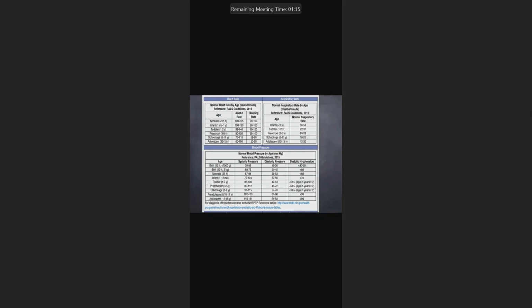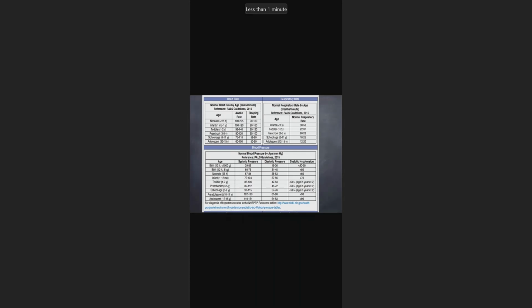The normal heart rate for age. So it's different in a neonate, in an infant, toddler, preschool, school age, and adolescents. Okay? The normal respiratory rate and the normal heart rate. So we have here a computation of the normal blood pressure. So 70 plus age in years times 2. That's the normal systolic pressure. So the diastolic pressure ranges are as follows also.